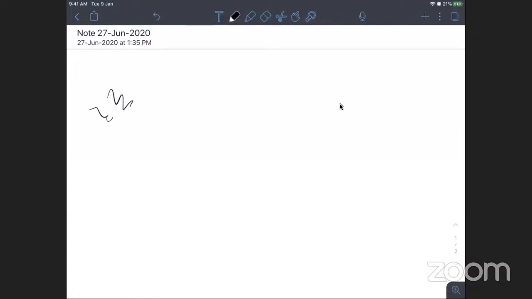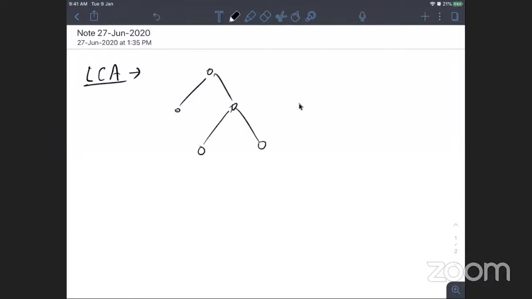Cool. So the first topic is lowest common ancestor, which people a lot of times say LCA. The idea is, let's say you're given a tree. I'm assuming everyone knows what a tree is.